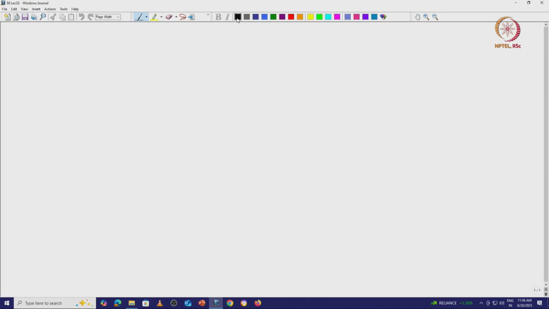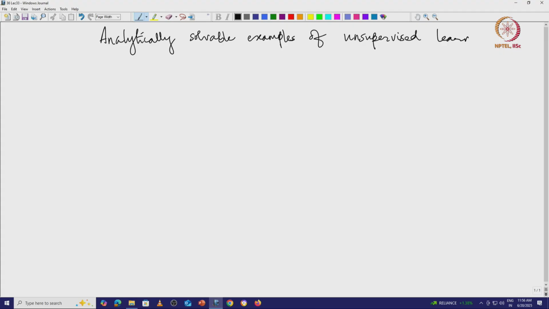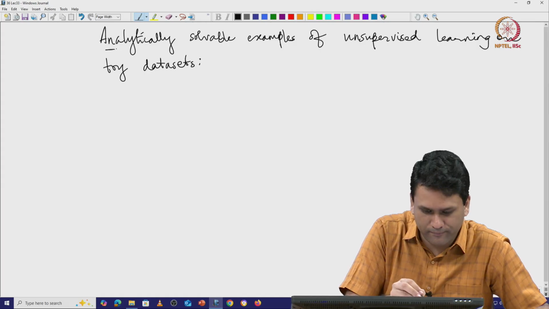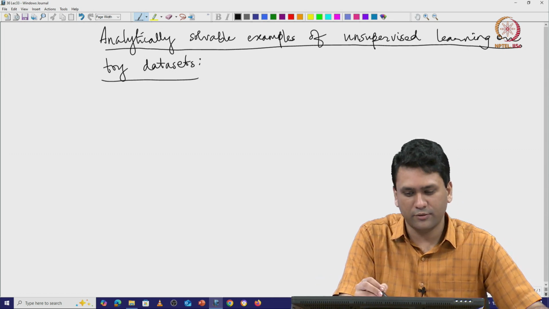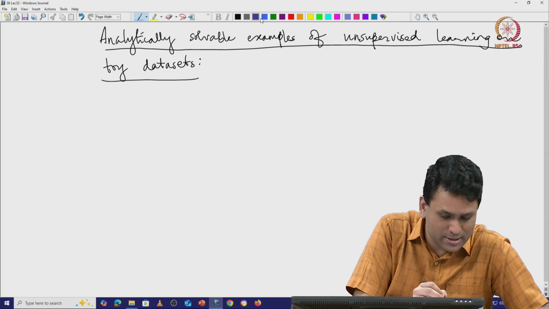So today I will cover some analytically solvable examples of unsupervised learning on toy data sets. Okay, so that is what we are going to do today. And the first example I want to take is that of clustering.